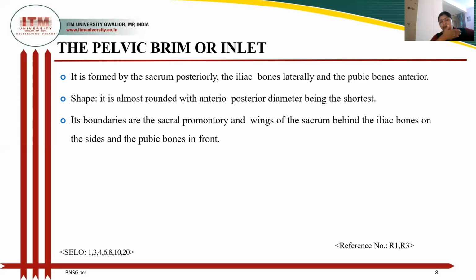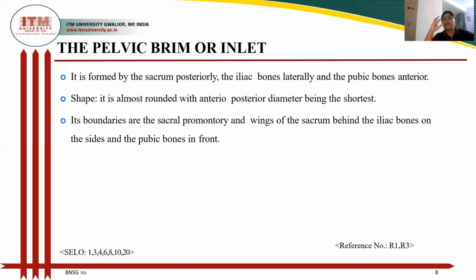How is the shape? The shape is almost rounded, okay, with the anteroposterior diameter being the shortest one. So how is the shape of the brim? Usually the shape of the brim is rounded, and the anteroposterior diameter of the brim is the shortest diameter in the brim. And we are also going to see about the diameters of the brim.